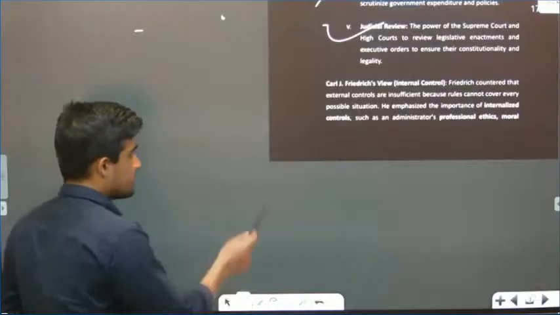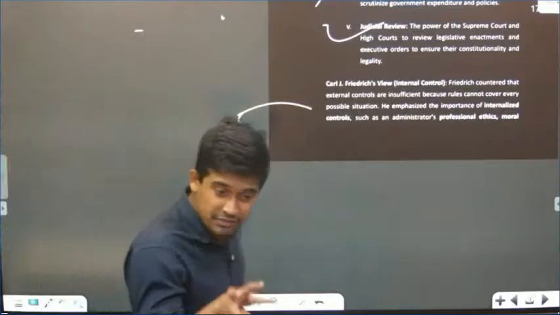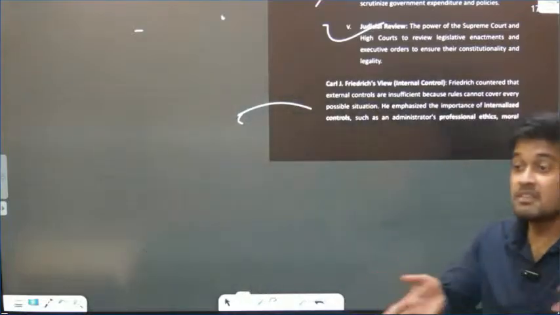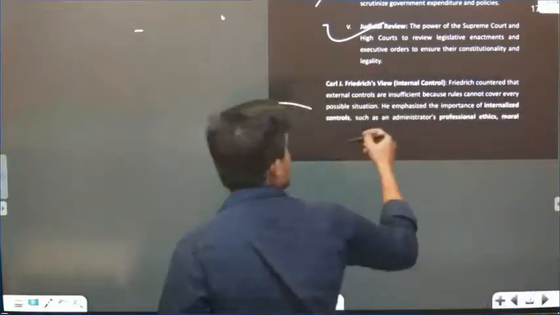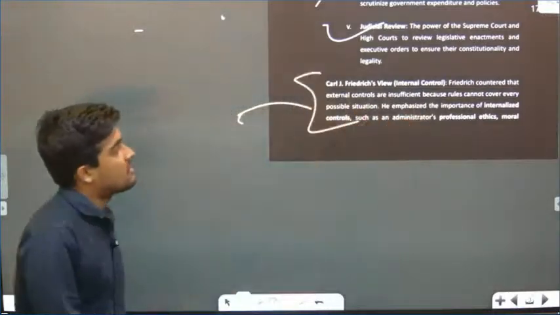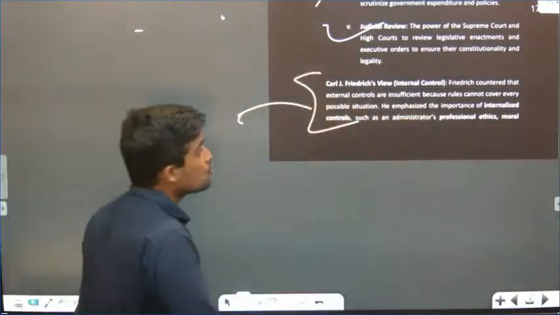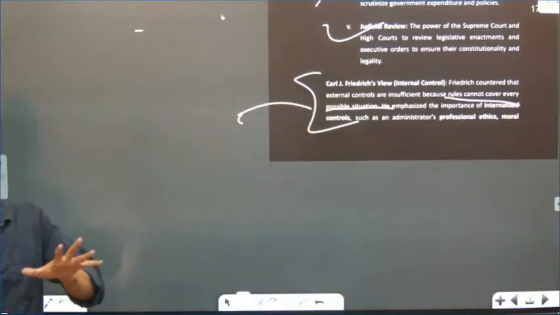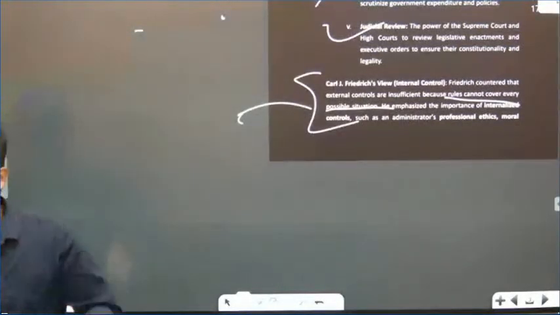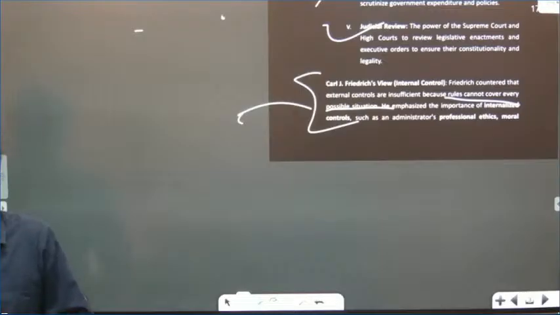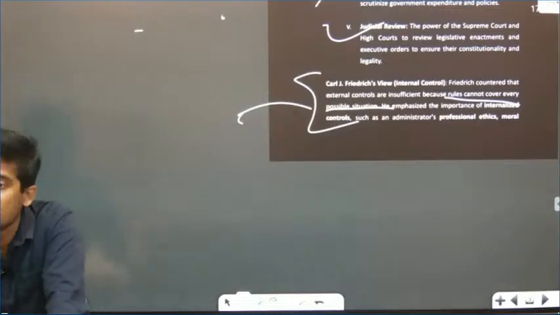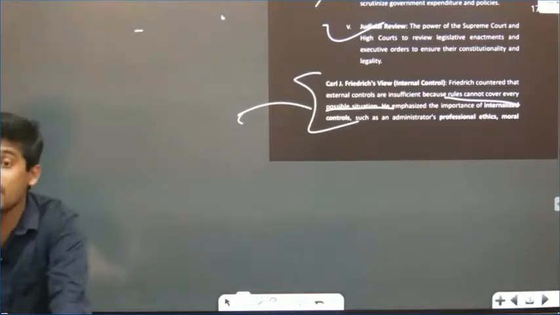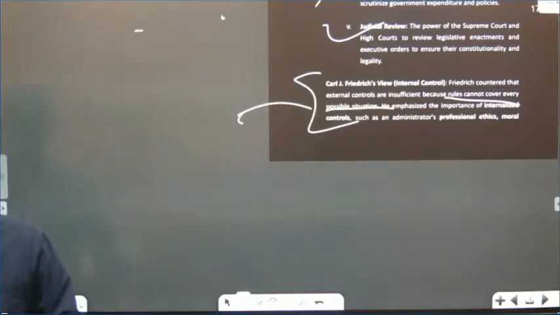Next point is Carl Friedrich saying internal control is more effective and important. This is the debate. Friedrich countered that external control is insufficient because rules cannot cover every possible situation. They say rules and regulations from outside people cannot cover every possible situation. For example, in a home, one of the parents is there most of the time. So schools cannot cover all the things that the child is doing. That is why parents' contribution and cooperation is also important.